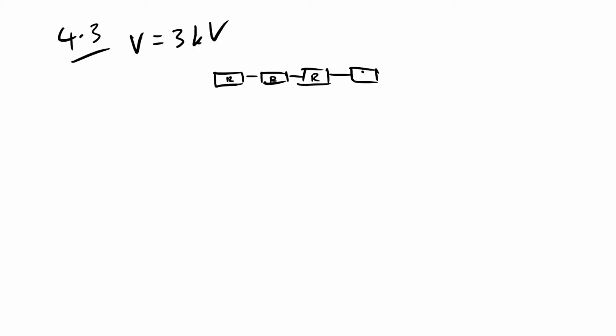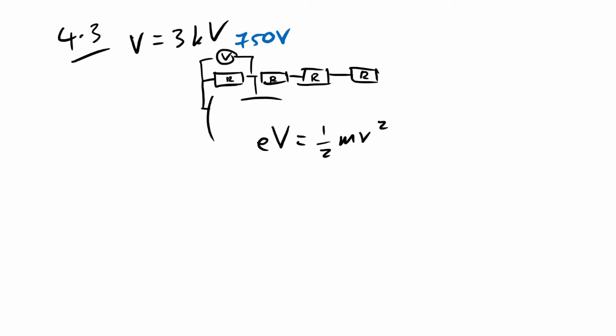So that means the PD between the photocathode and the first electrode is going to be a quarter of that. So therefore it's going to be 0.75 kilovolts, so 750 volts. And if we're accelerating an electron, we know that it's gaining kinetic energy. So therefore we can say eV is equal to half mv squared. Something that people often forget.